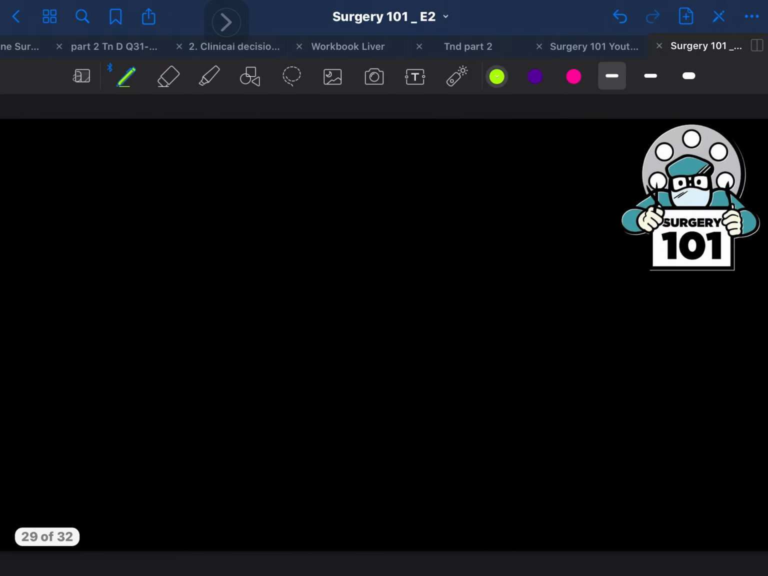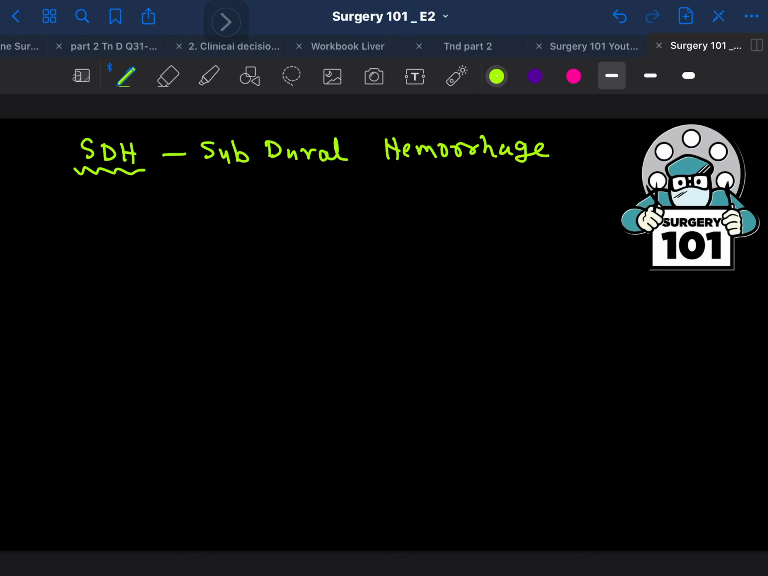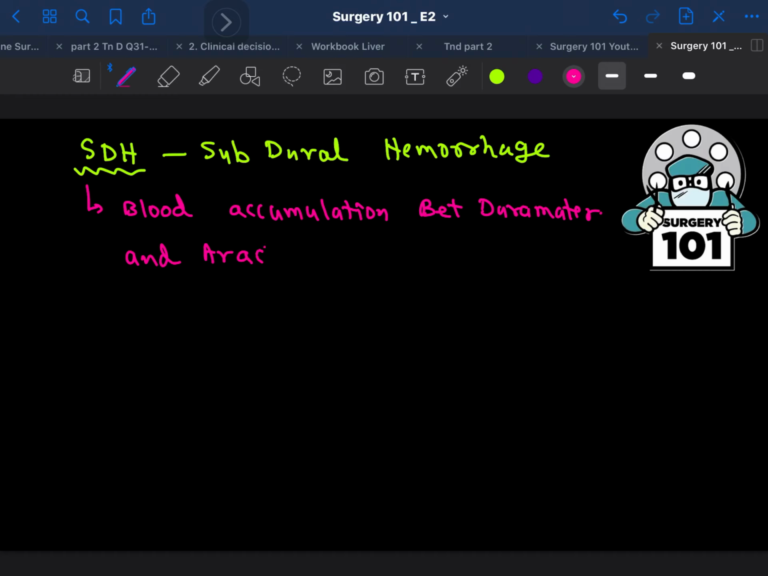Now let us first understand what is SDH. SDH stands for subdural hemorrhage. What you need to understand in the SDH is that there is blood accumulating between the dura mater and the arachnoid mater.